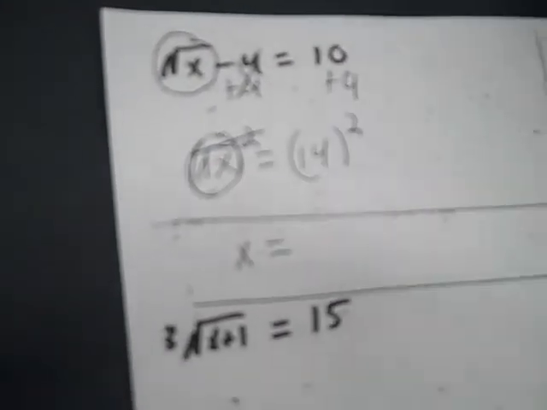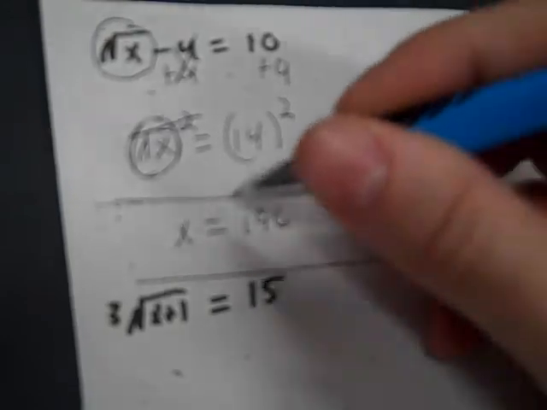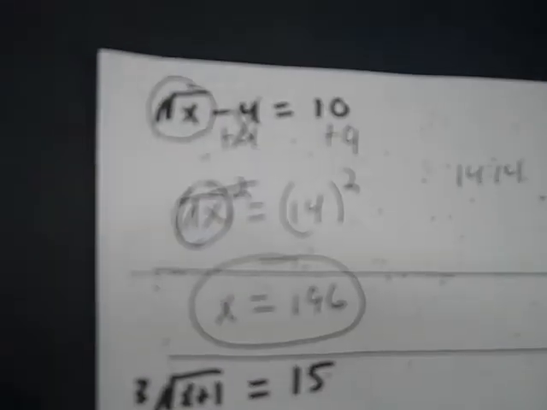Okay, now my square root's been cleared, so now I can take this to the second power, and this will cancel. And then 14 to the second power, that means 14 times 14 is equal to 196. Okay.